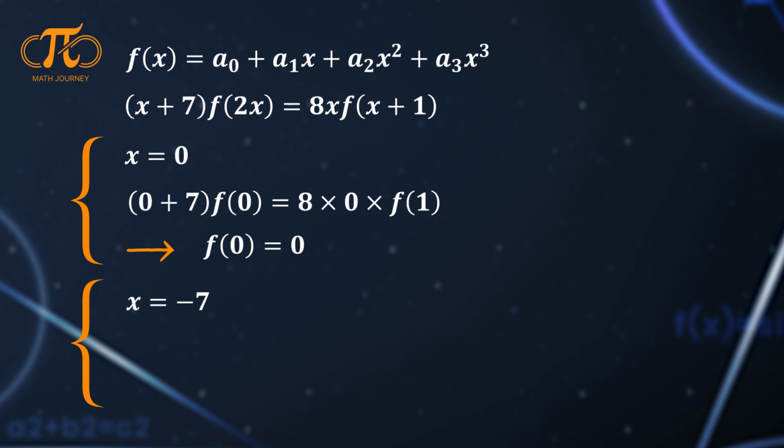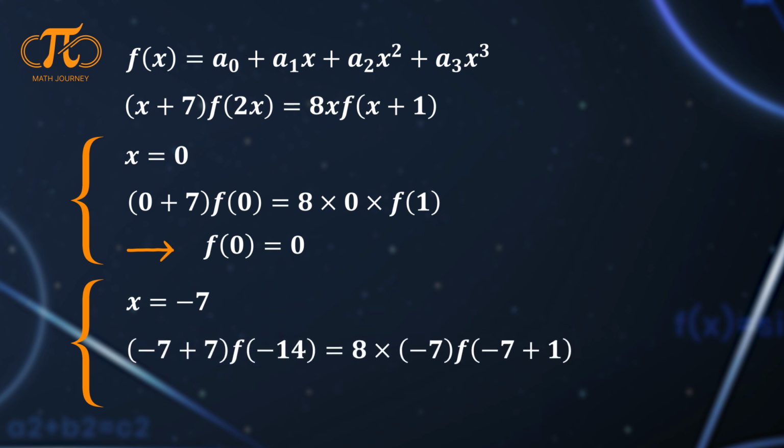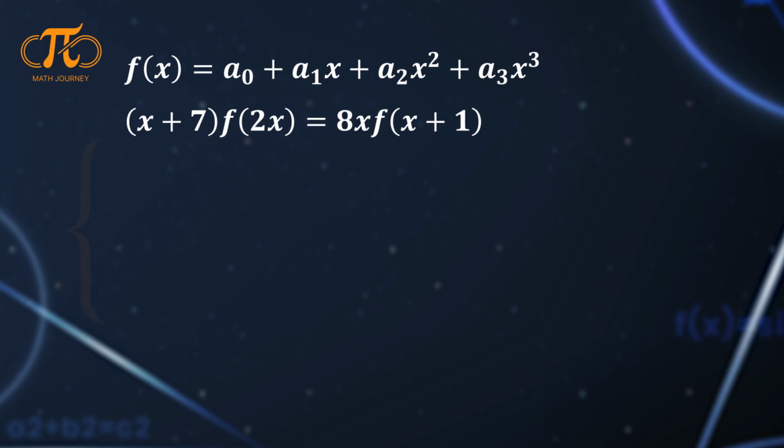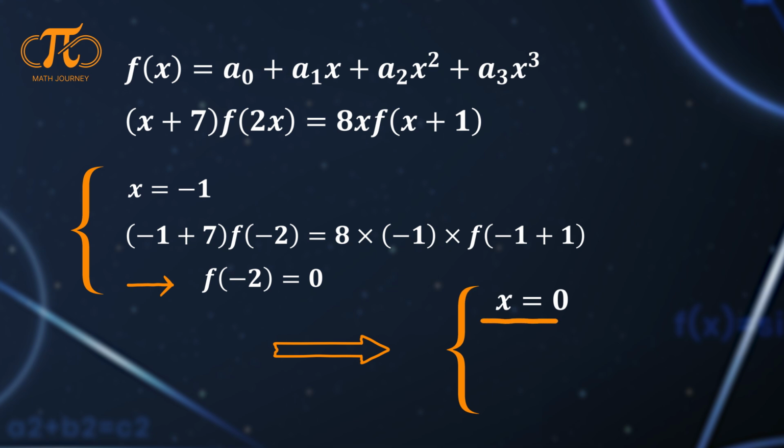Next, let's try x = -7: (-7 + 7) f(-14) = 8 · (-7) · f(-6), which gives us f(-6) = 0. Finally, if we try x = -1, we find that f(-2) = 0. We now have 3 roots: x = 0, x = -6, and x = -2.